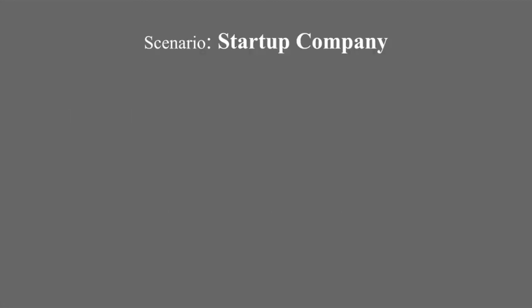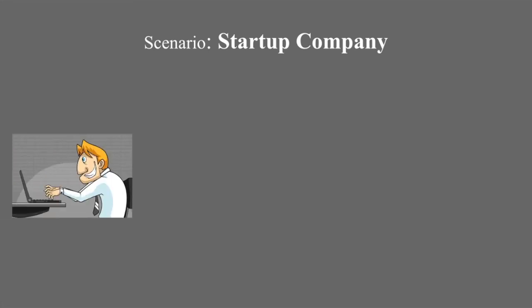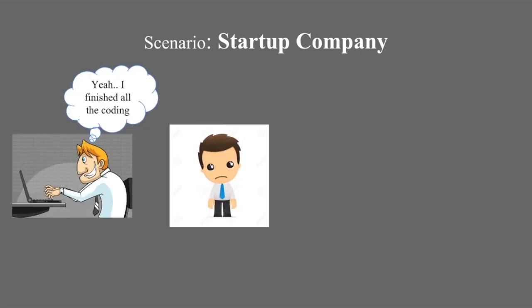Legacy systems are usually related to outdated codes and technologies, but it's not always the case. Let's consider a scenario of a startup company. The team has already finished all the coding using the latest technology. But they soon realize that the code quality is poor. Whenever they try to add a new feature, they break three other things in the code.